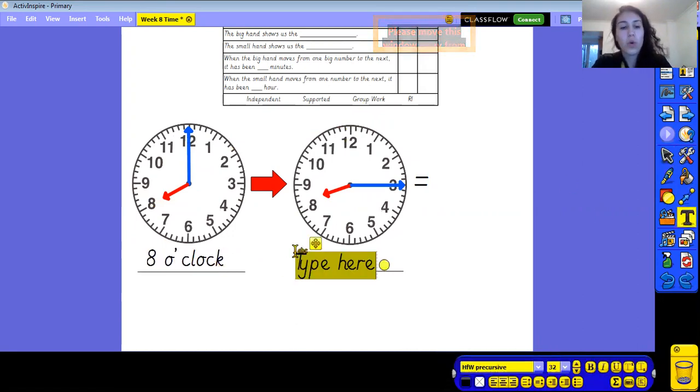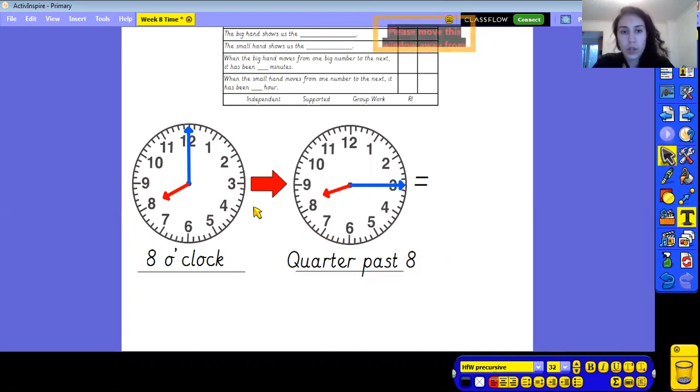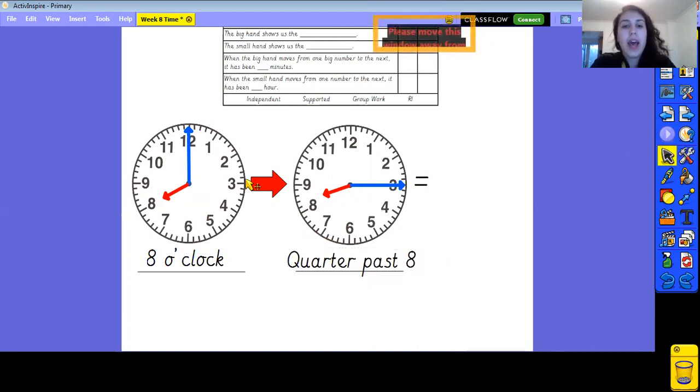which is quarter past. Now, which hour has it gone past? It's gone past 8. So we've got 8 o'clock, and then it's quarter past 8. So it hasn't gone from one hour to another hour. It's still within the 8th hour.